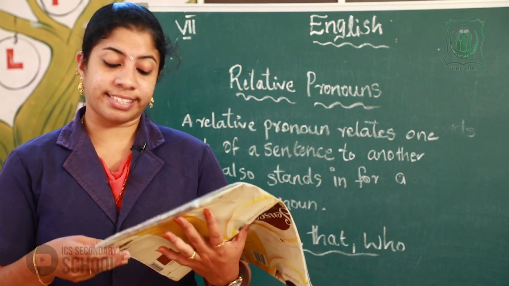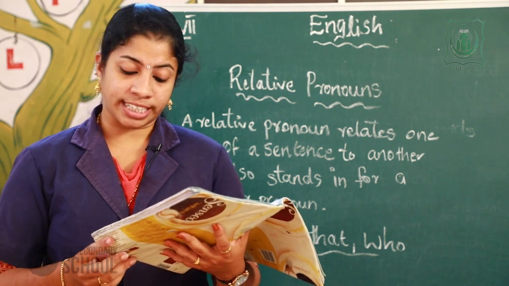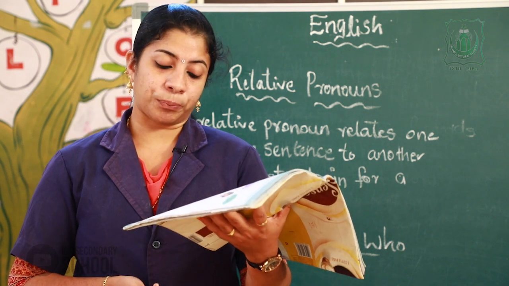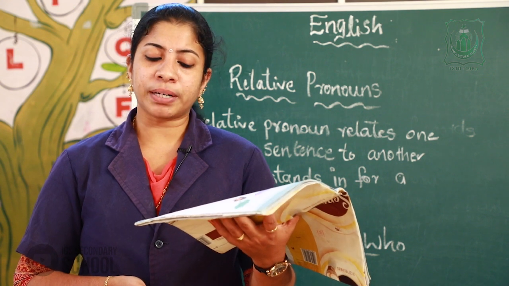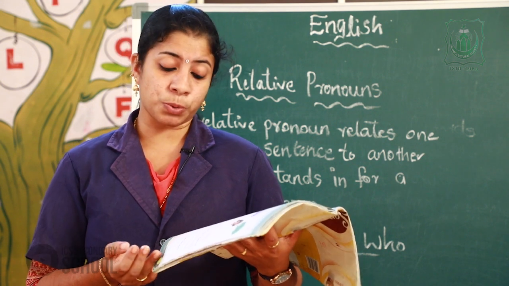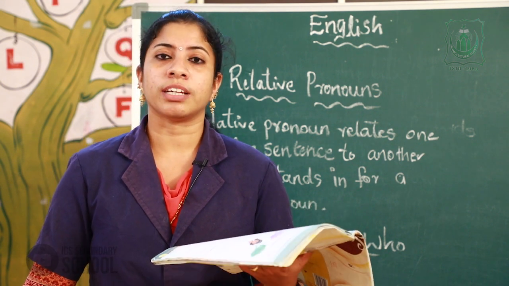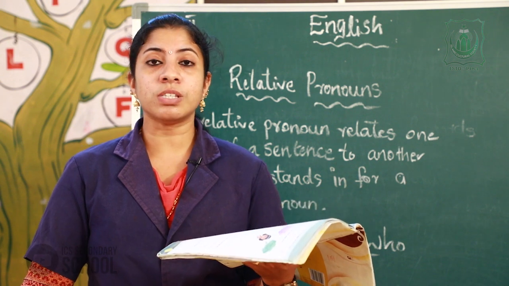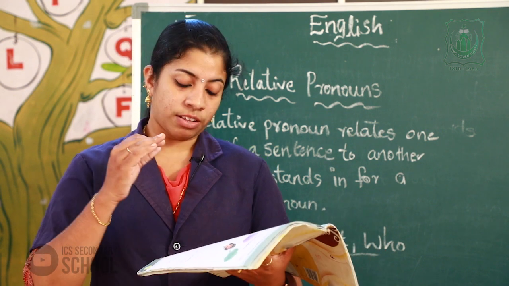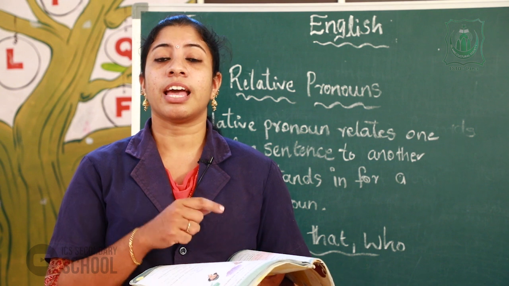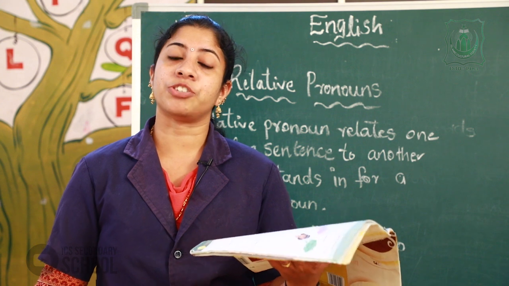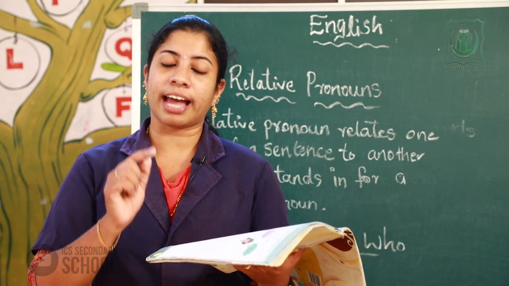Below that, you should join the pairs of sentences using a relative pronoun from the box given below. This is the house. I purchased it from Peter. Here this is one sentence and we want to add one word. Which word do we add there? This is the house which I purchased from Peter. So, please add which.